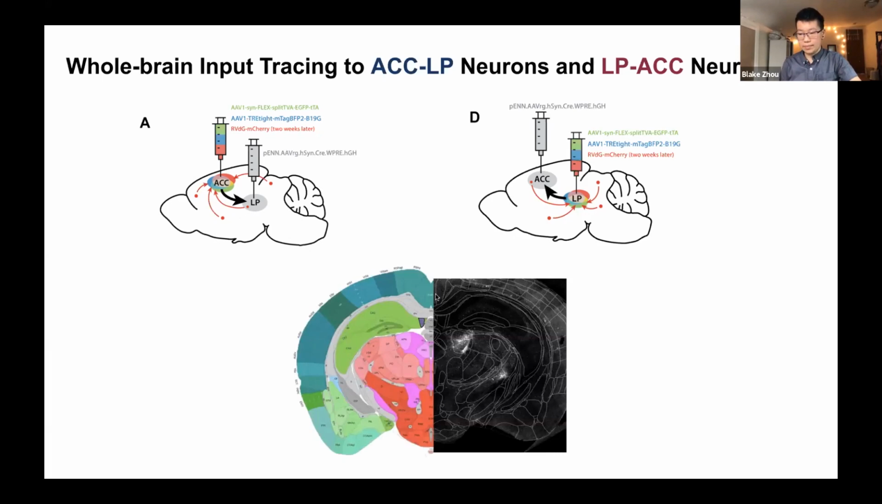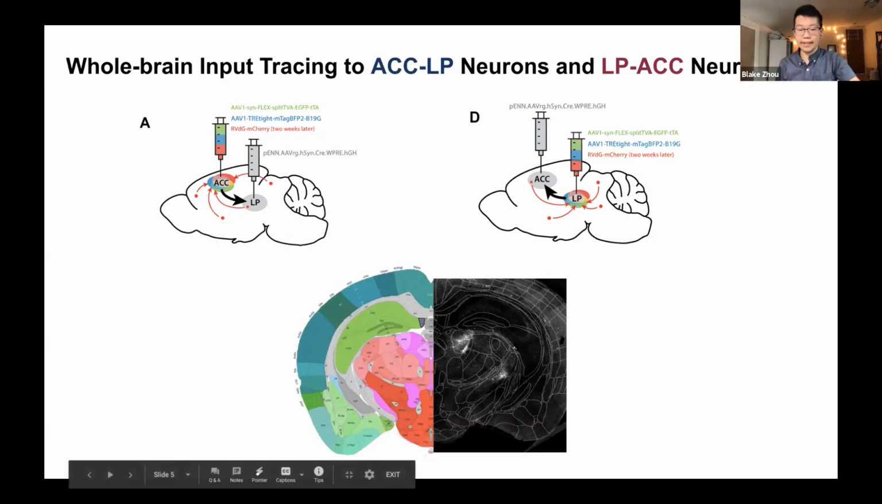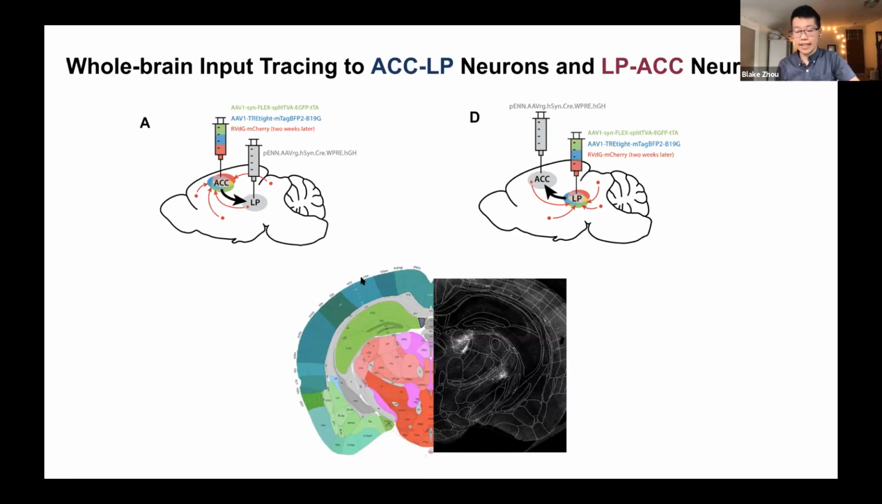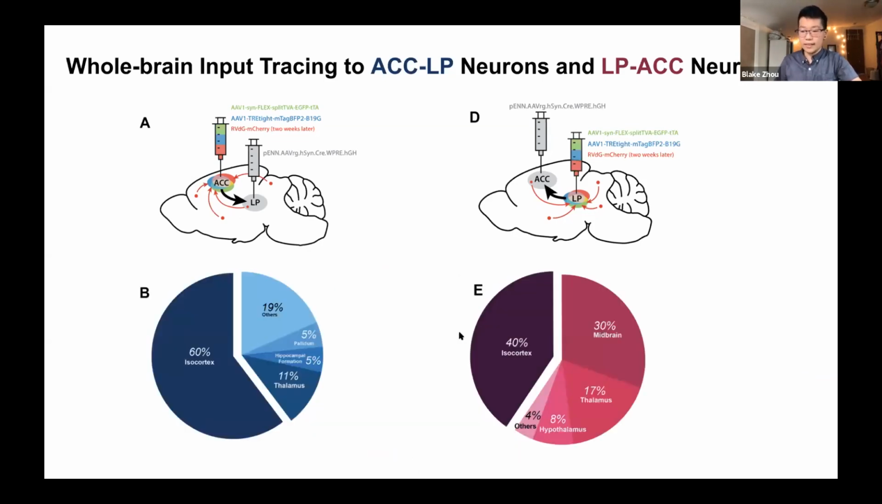We were able to quantify these inputs by collecting images from across the whole brain, aligning each section systematically to the Allen reference atlas, and then annotating the location of labeled cells that we observe. Looking at the data, we found that the ACC to LP projection and the LP to ACC projection receive significantly different inputs. In broad strokes, ACC to LP receives most input from the cortex, whereas LP to ACC has less cortical input, but receives significant input from the midbrain.